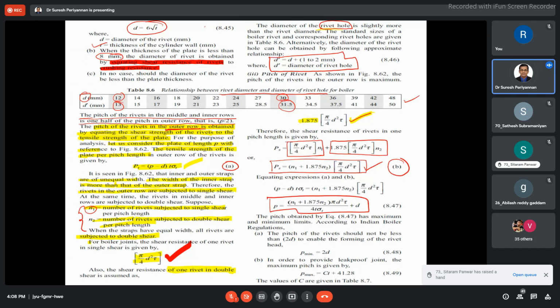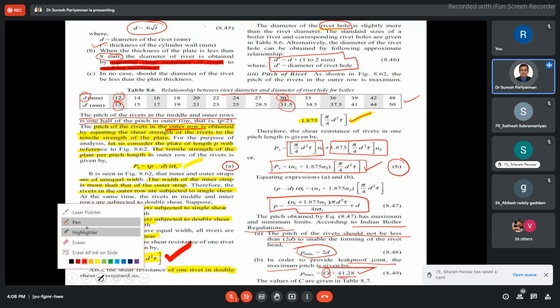Now the pitch, this is the minimum limit according to Indian Boiler Regulations. We are going to consider that the pitch of the rivets should not be less than 2D. Minimum should be 2D. And to provide a leak-proof joint, the maximum pitch is C·t plus 41.28. They might have done research and obtained this empirical equation, where t is the thickness of the plate.